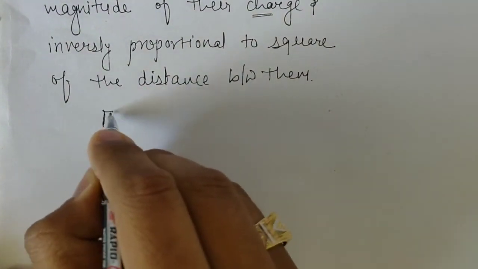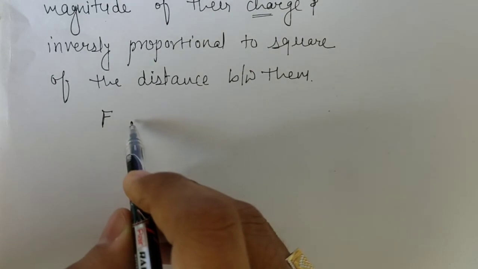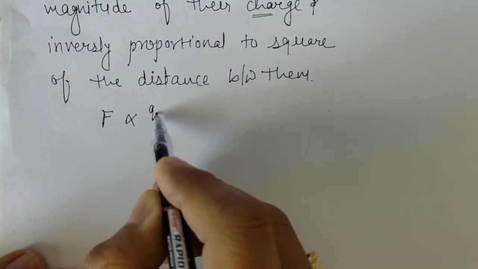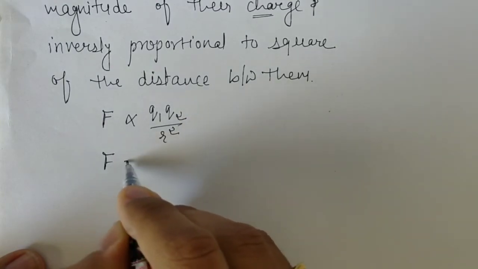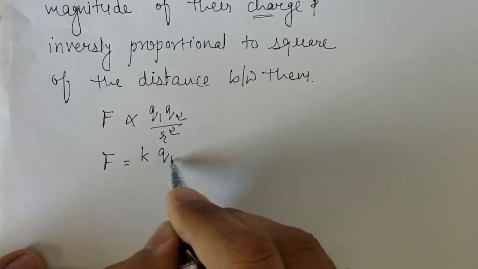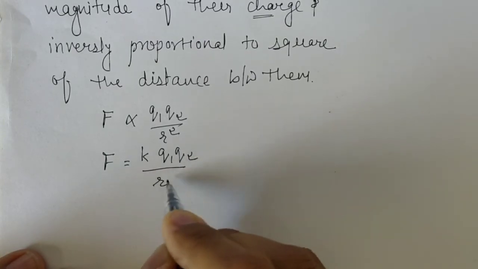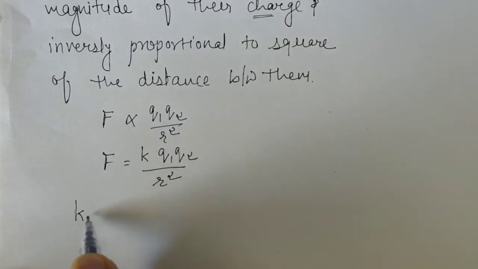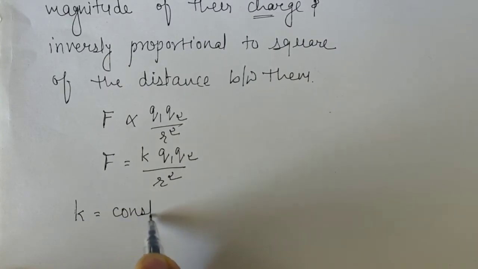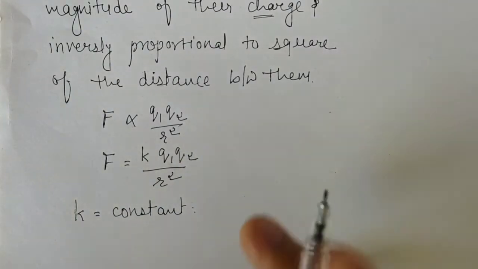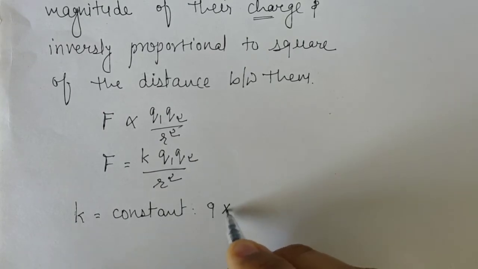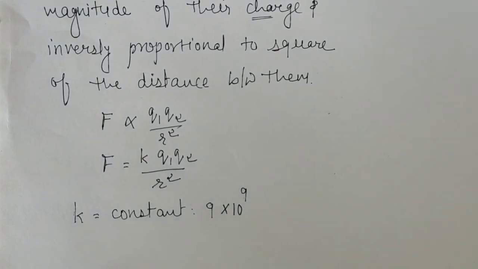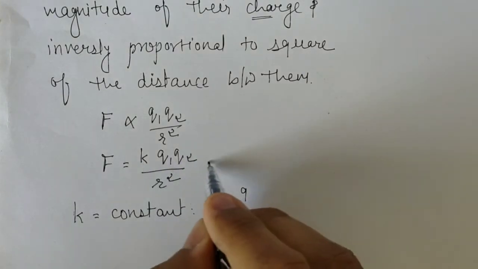Force F is proportional to Q1 Q2 by R square. F is equal to K Q1 Q2 by R square, where K is a constant. Sometimes it is known as Coulomb's constant. Its value is 9×10⁹ units.